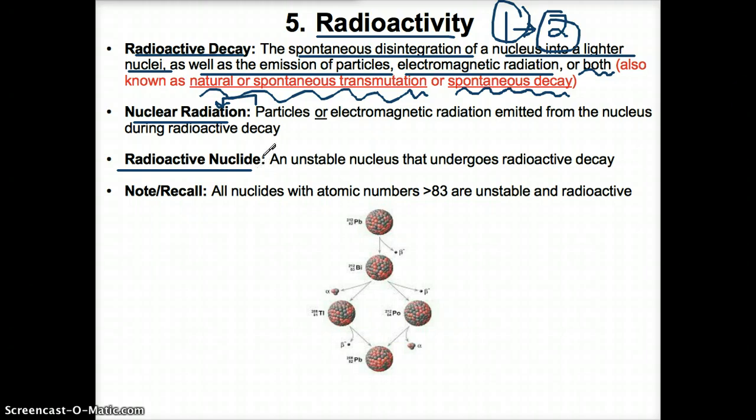Also, a radioactive nuclide, which is used here, that breaks down from a heavier nucleus into 2 or more lighter nuclei, is an unstable nucleus that undergoes radioactive decay. Note that all nuclides with atomic numbers of greater than 83 are unstable and radioactive, and therefore they will decay into lighter particles and emit particles, EM radiation, or both.